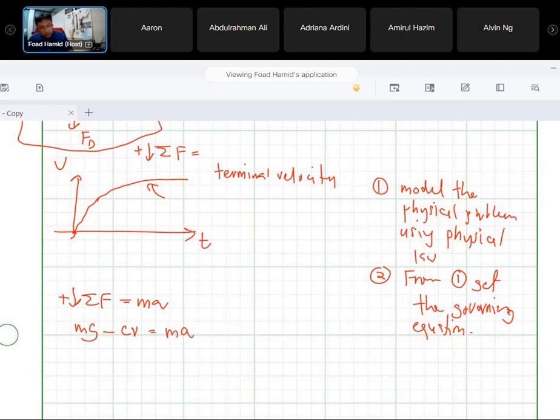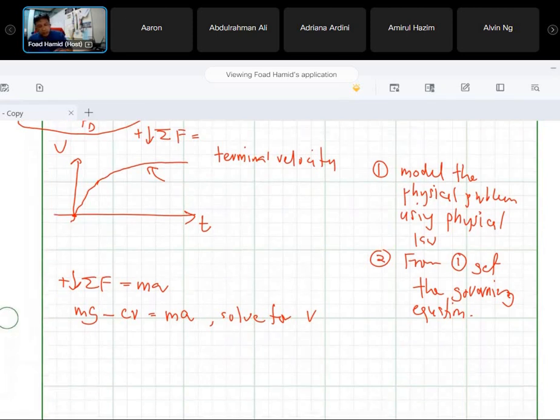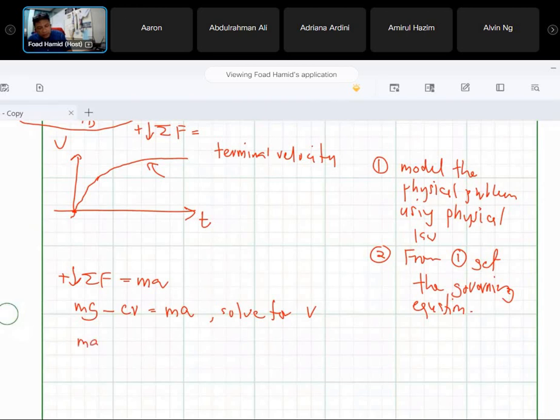So what I'll do next is note that what we want to do is to solve for v, right? All right, so look at this. Note that this is mg minus cv equal to m times a, and a is basically dv/dt. Now we say we want to solve for v.